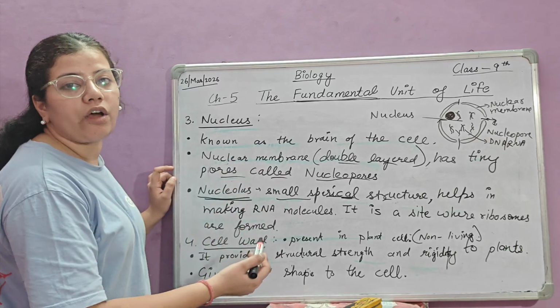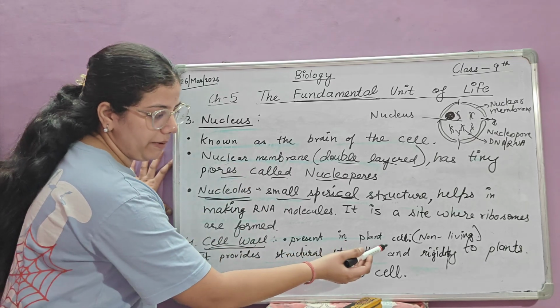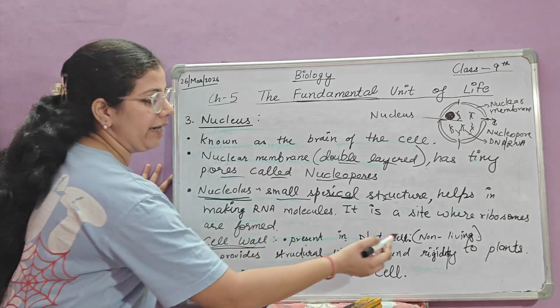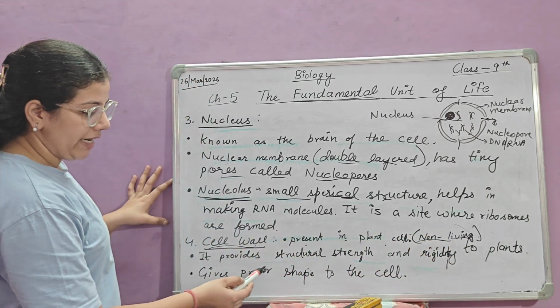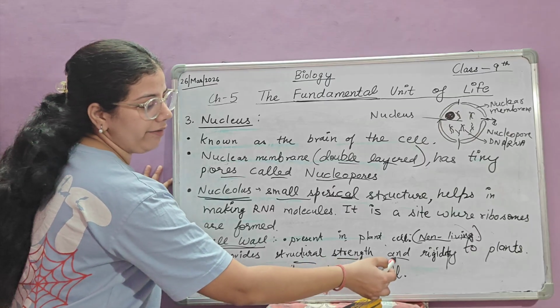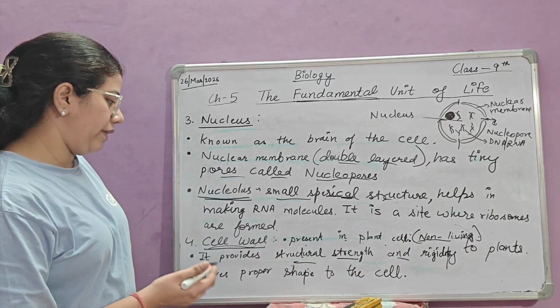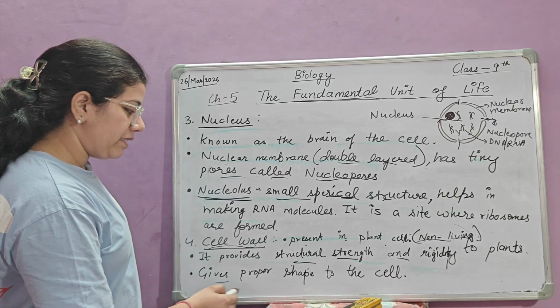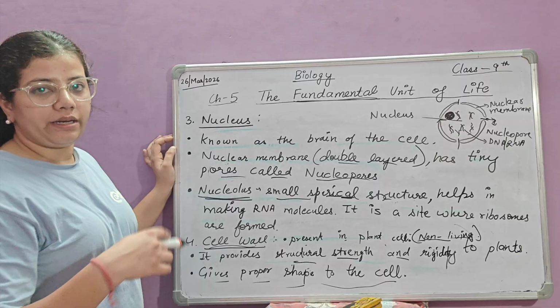The outermost layer of the plant cell is the cell wall. It is non-living in nature. It provides structural strength and rigidity to plants. It gives proper shape to the cell.